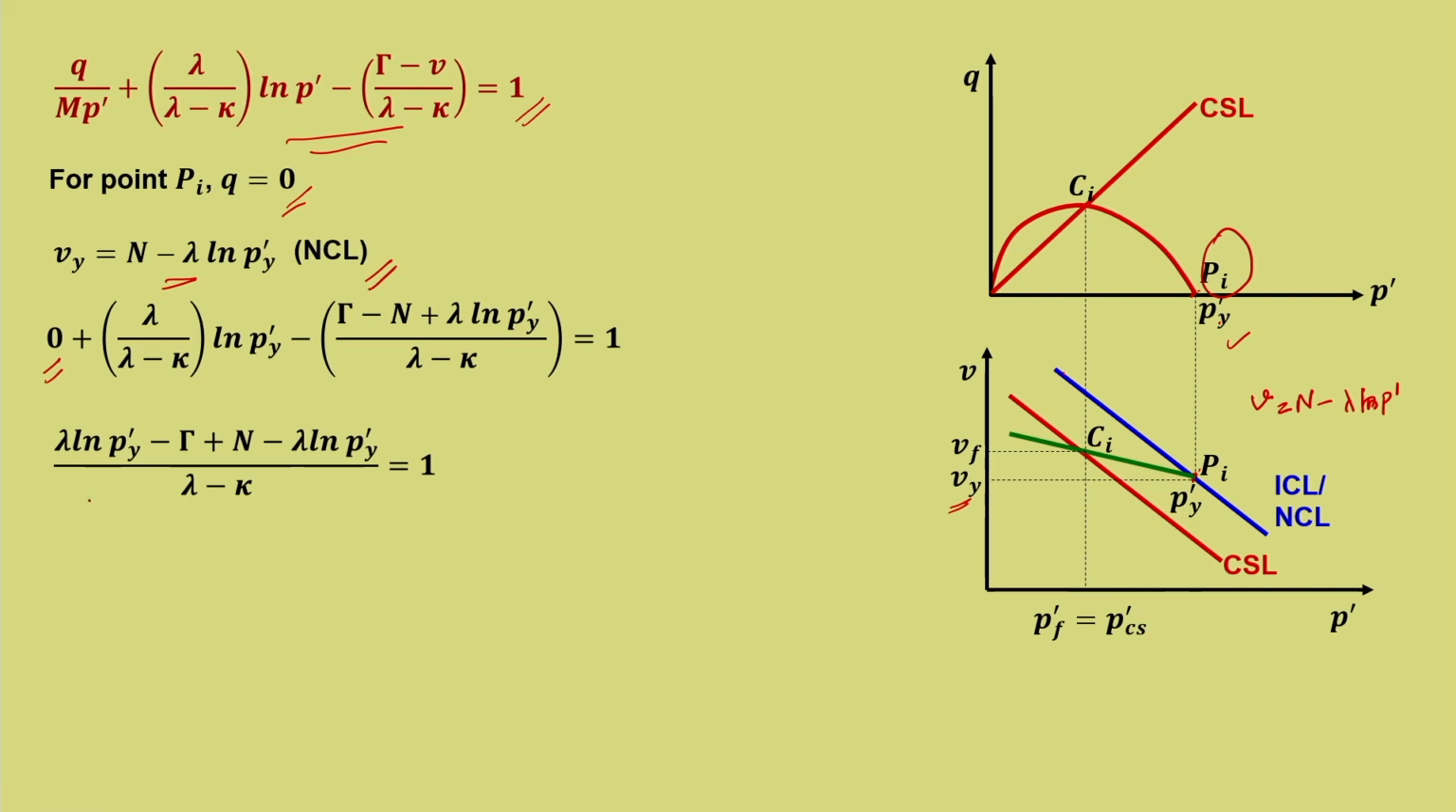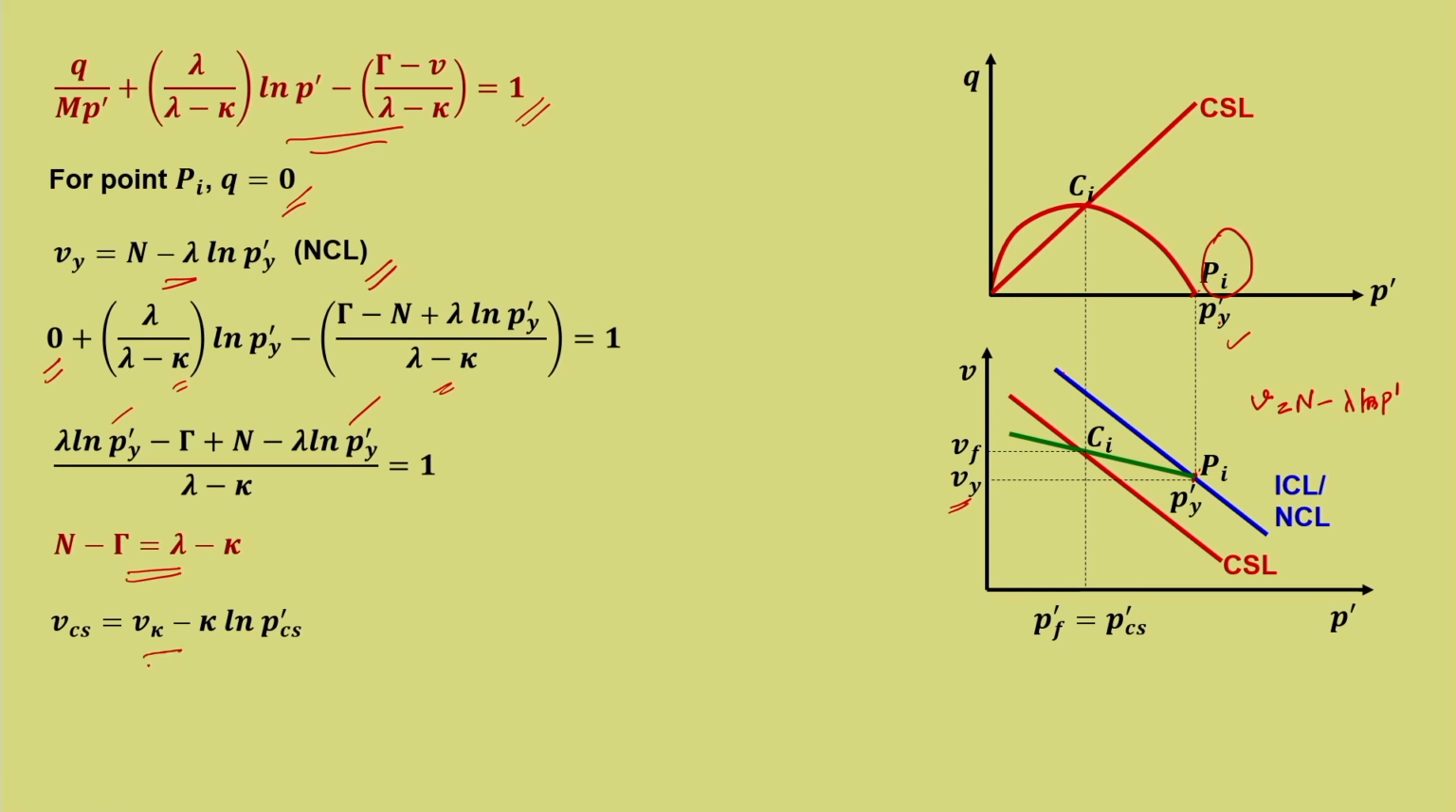Now, rearranging, since the denominators are the same, we can write lambda ln p' y minus gamma plus n minus lambda ln p' y. Now, this and this go away. What can we write? We can write n minus gamma is equal to lambda minus kappa. So, this relationship comes from here.